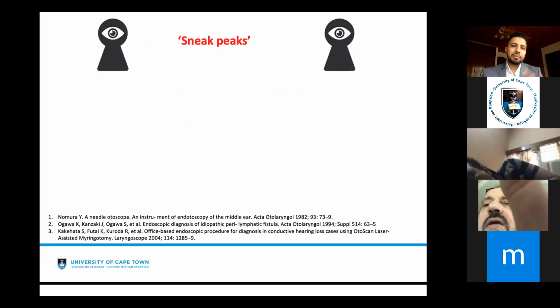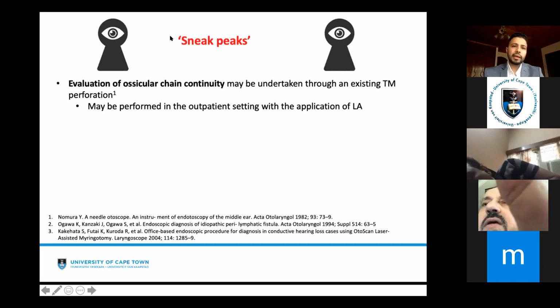Secondly, there are some sneak peeks when it comes to diagnosis that the endoscope is used in. The first is the evaluation of the ossicular chain that may be undertaken through an existing tympanic membrane perforation. And this has been studied and performed in an outpatient setting just with the application of local anesthesia.